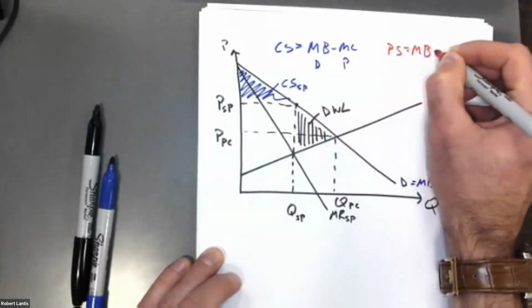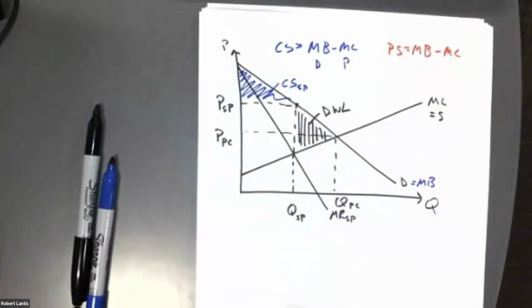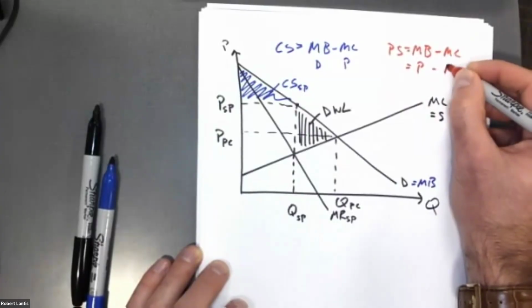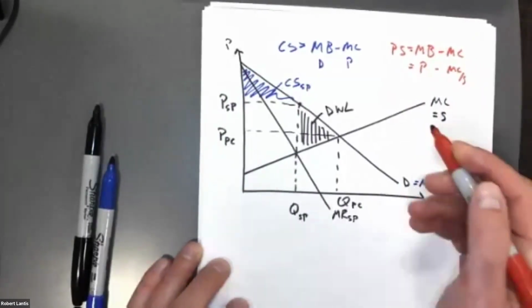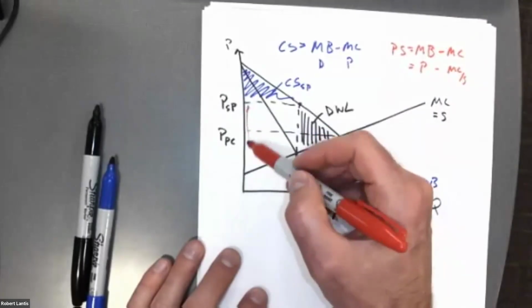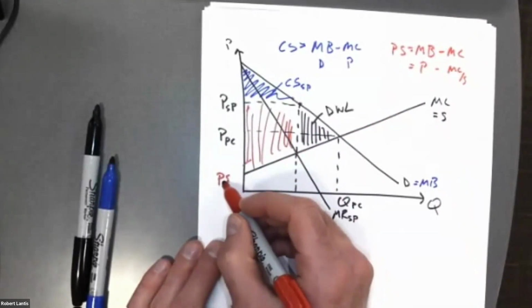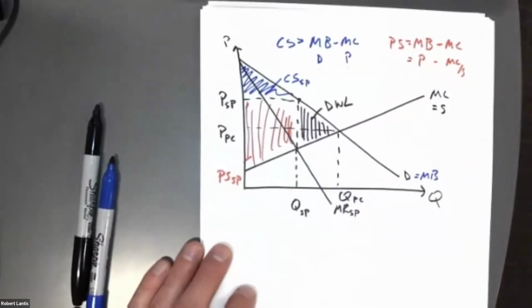What is producer surplus? That's the difference between the marginal benefits and the marginal cost of producers. The marginal benefit to them is the price. Marginal cost, they've got their marginal cost or their supply curve. So the difference between the price and the supply curve for the single price monopolist would be right here.